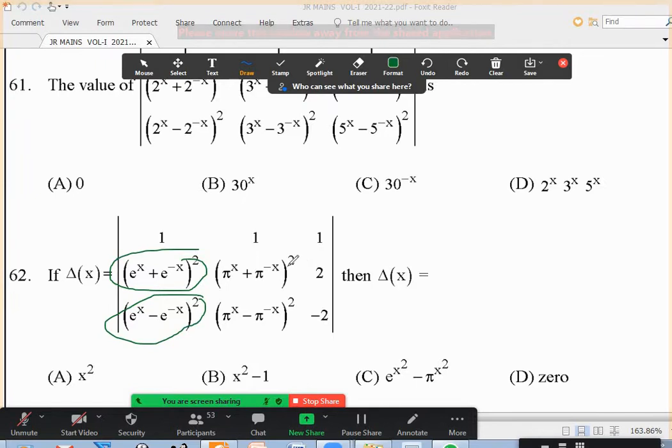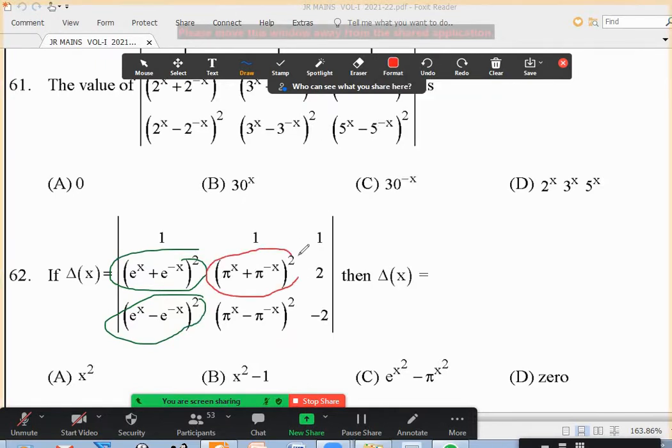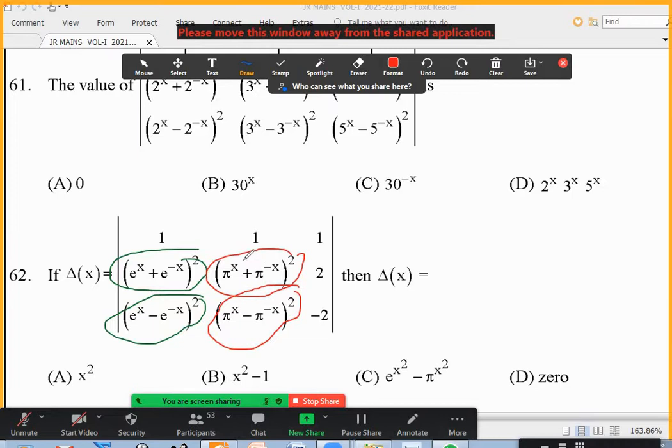Yes, sir. Similarly, if I take this and this, that is second row second element, third row second element. Again, when I subtract the third row from the second row, they are in the form of a plus b whole square minus a minus b whole square, 4ab, and a into b is 1 because pi power x into pi power minus x, they cancel out. And 2 minus minus 2 is obviously 4. So you simply write one operation, that's all.